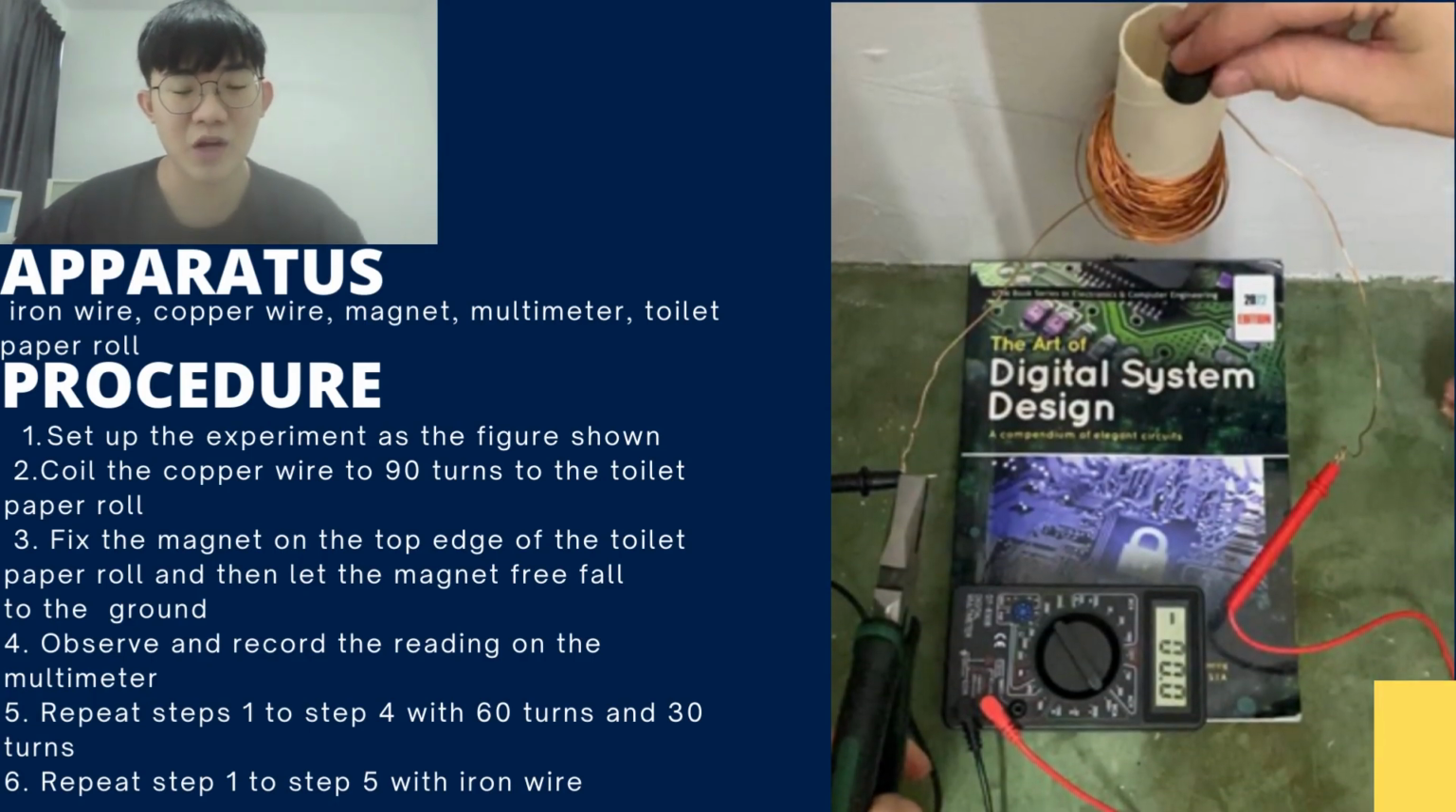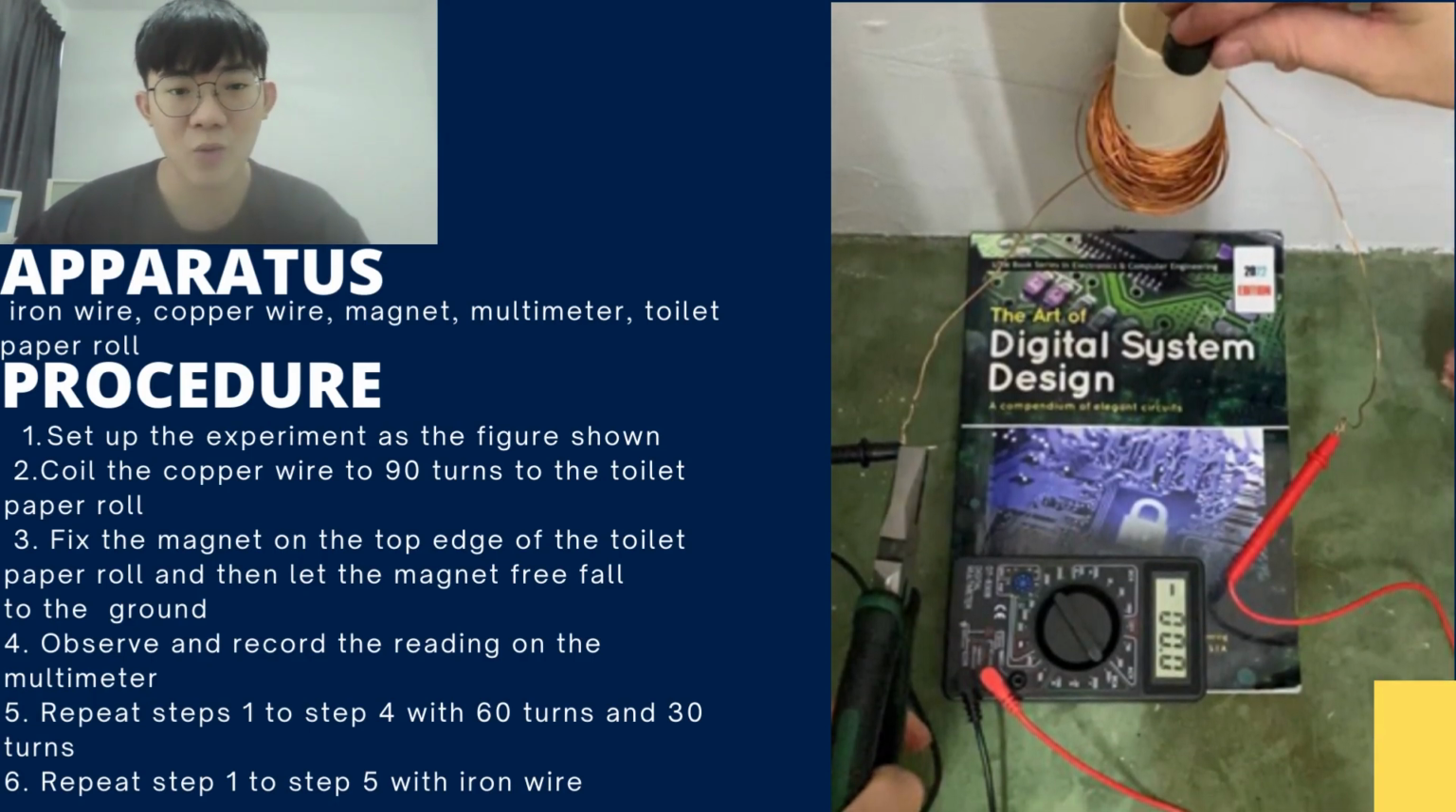The apparatus we need for the experiment are copper wire, iron wire, a multimeter, a toilet paper roll, and magnets. Next, the procedure. First, we set out the experiment as the figure shown here, and then we coil the copper wire 19 turns around the toilet paper roll. Then we fix the magnet on the top edge of the toilet paper roll and let the magnet free fall to the ground. By doing so, we can make sure the acceleration of our magnet is constant since it free falls from the same position.